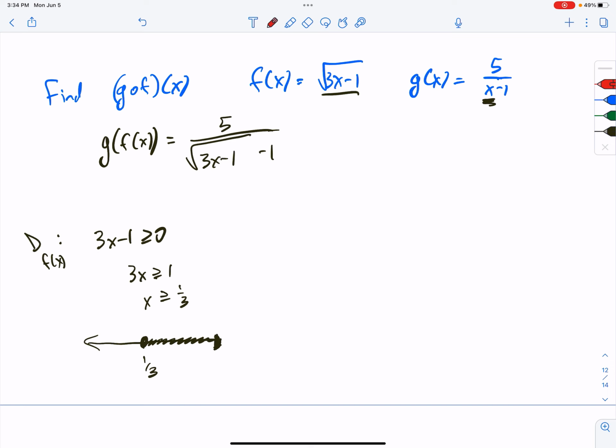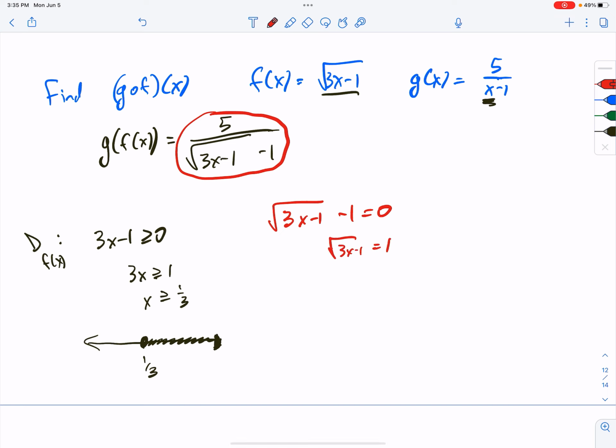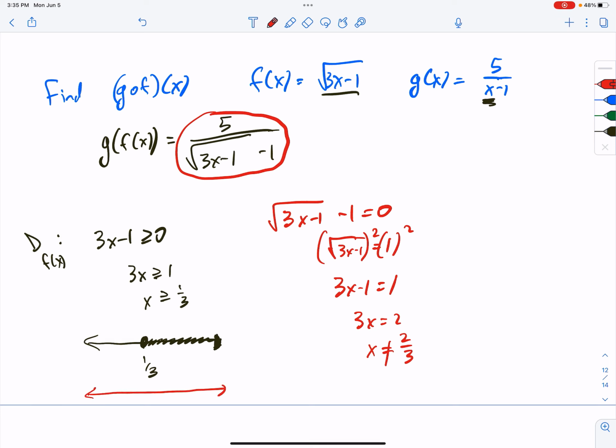Now I want to find the domain of this thing right here. So when I have a rational function, when I have a fraction, what that means is the denominator cannot be 0. So I'm going to take that denominator and set it equal to 0 and see what I get. Well, add 1 to both sides, and then we're going to square both sides to get rid of the square root. 3x minus 1 is equal to 1. Add 1 to both sides, and then divide by 3. So what this is saying is x can be anything except for 2/3. So if I draw that on a number line, it can be anything except for 2/3.